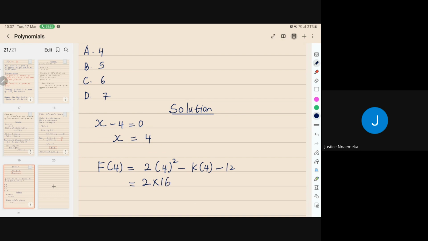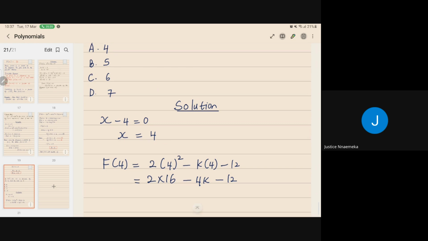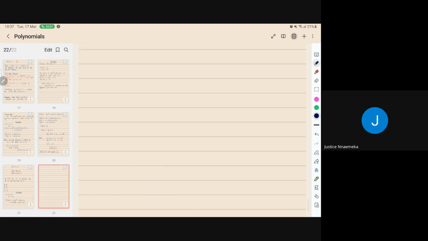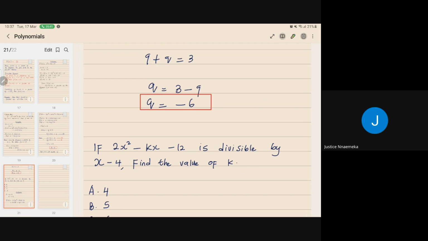I don't know why this thing is delaying this way. It's hanging a bit. Minus 4k. I think I need to clear the device. A lot of PDFs for you guys. I'm going to clear it this weekend, but the weekend is still far.